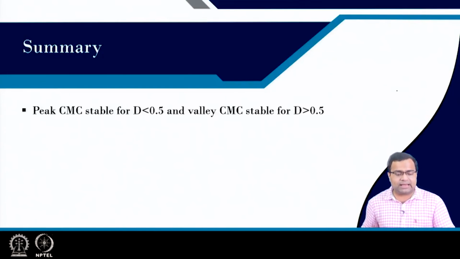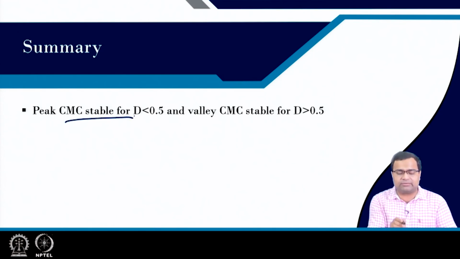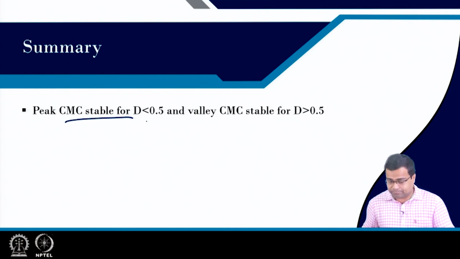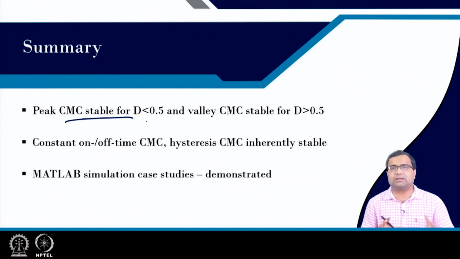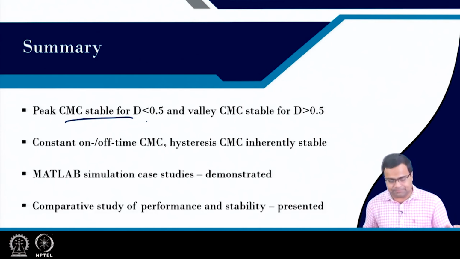So, with this I summarize the peak current mode control stability. We saw it requires a duty ratio less than 0.5, in fact it can be even less. For valley current mode it should be greater than 0.5. For constant on off time control and hysteresis control, there is no problem with the current loop. We have shown some MATLAB case studies to demonstrate their effectiveness, and we also showed some comparative case studies, those are also presented in order to show different types of current mode control.